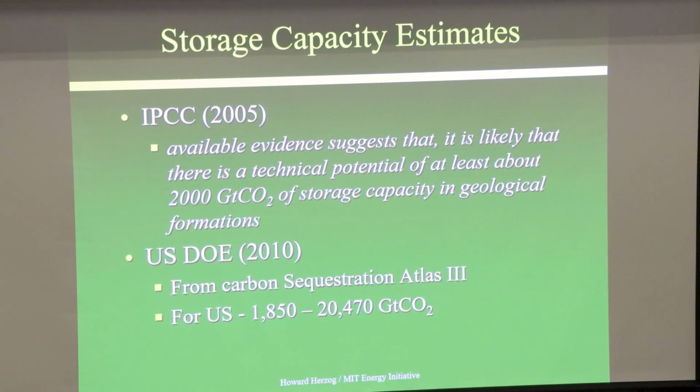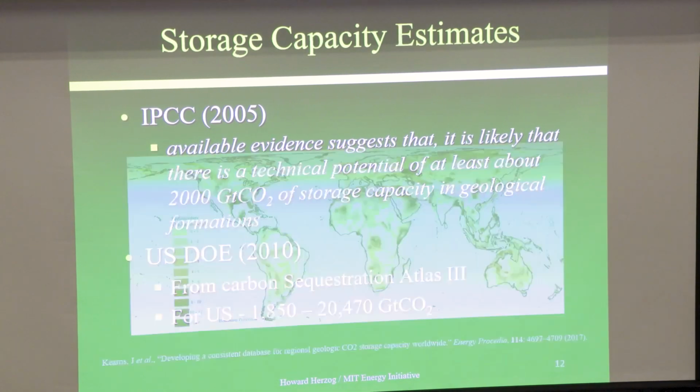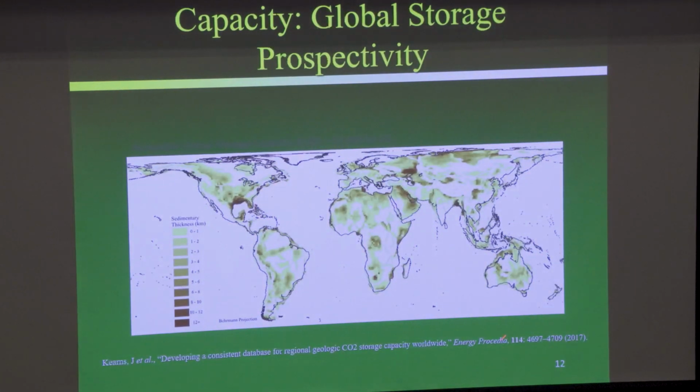And some more recent numbers are bigger. For just the U.S., they have an atlas, and they had a range of basically 2,000 to 20,000 gigatons. I think the 20,000 is probably a little too big, but there's quite a bit. My group put out a paper in 2017 where we looked at storage capacity. There's a lot of it. These are the sandstone formations, so the darker the color, the better the storage.